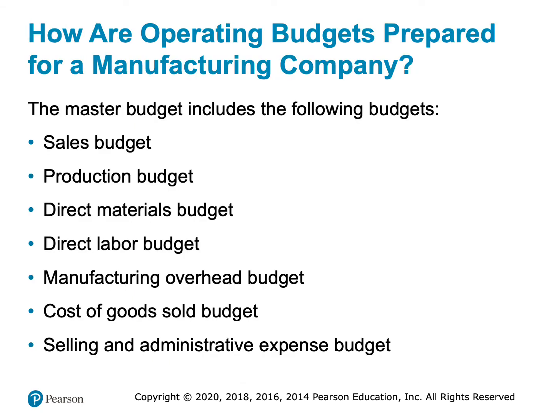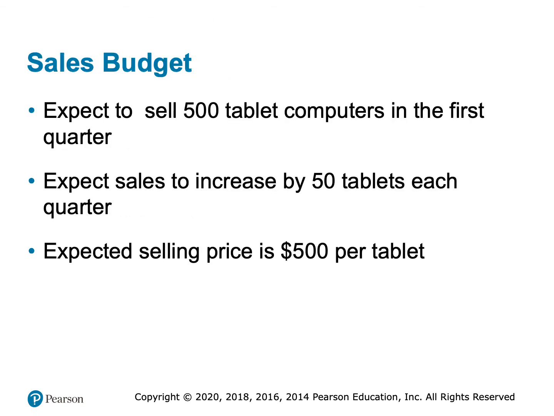Again, the budgets are prepared starting with the sales budget, and then we're going to work our way down all the way through the selling and administrative expense budget. So we're Smart Touch Learning, and remember, we're selling these tablet computers, these iPad or Microsoft Surface sort of things, but they're Smart Touch Learning ones. We expect to sell 500 tablets in the first quarter. We think that sales are going to increase by 50 tablets every quarter, and the expected selling price is $500. So we've already gone to our economist, to our marketing team, and we've said, hey, give us some projections for 2027.